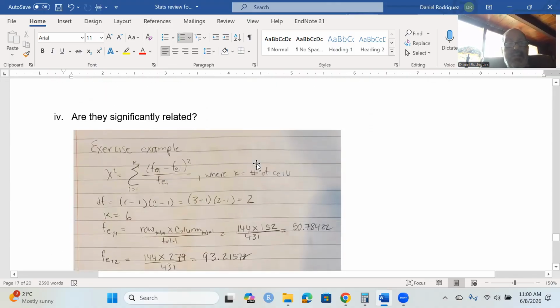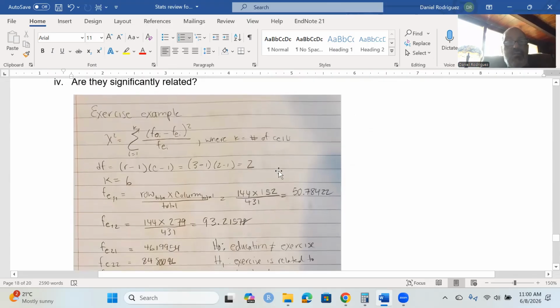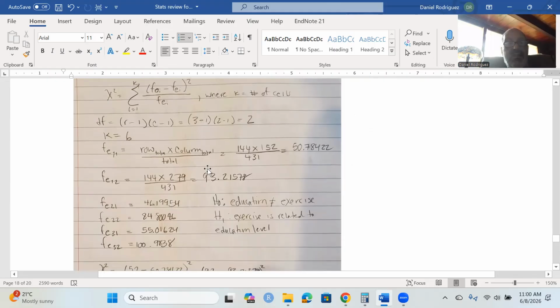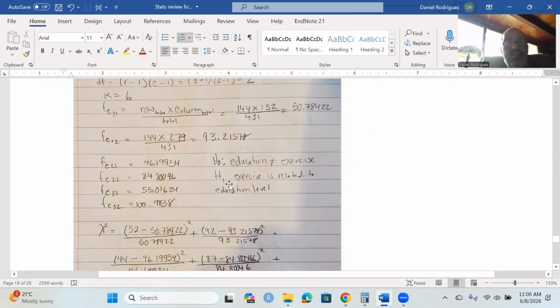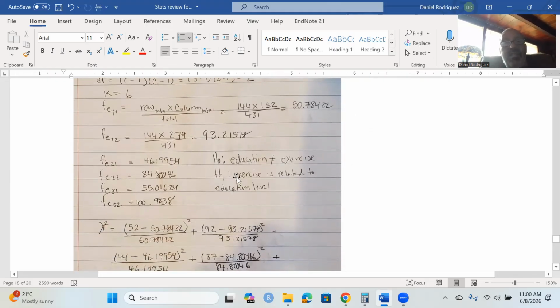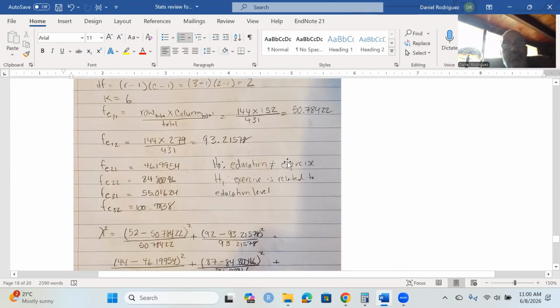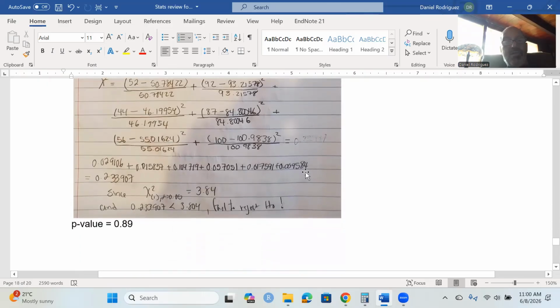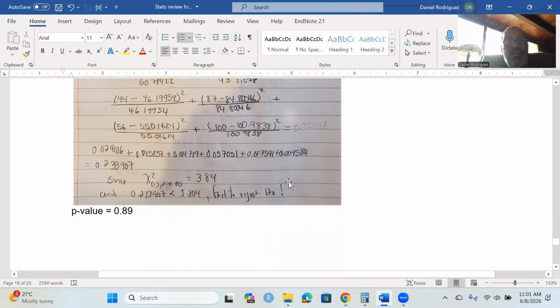Okay, and here I show you how it's done step by step. There's a lot of calculation involved, but you're going to use this with a computer, and the computer will spit out a p-value for you to determine whether something is statistically significant or not.